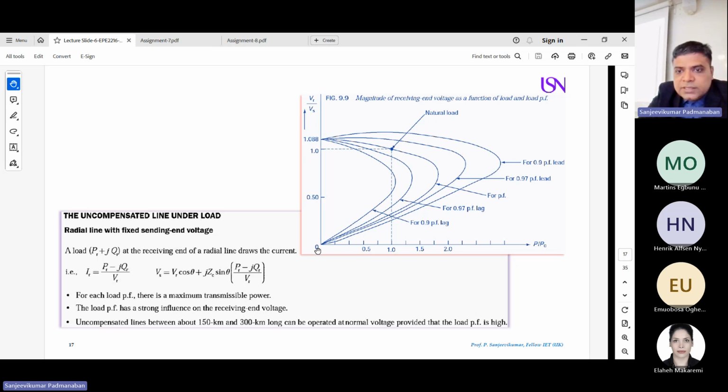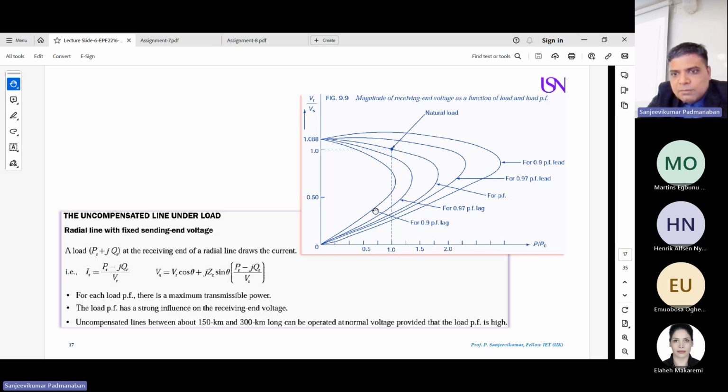So the x-axis varies in per unit from 0 to say 2, 3, 4. On this scale we measure P divided by P naught. On the y-axis, we are measuring VR divided by VS, which is receiving end voltage divided by sending end voltage. So we are going to calculate and see the performances. As you can see, as P divided by P naught increases, your ratio between receiving end and sending end voltage also increases for different values of power factor.